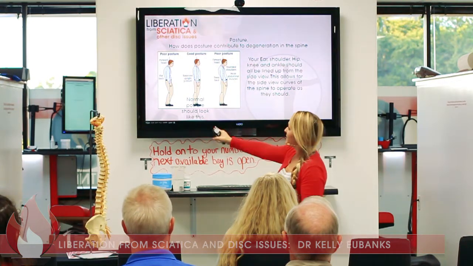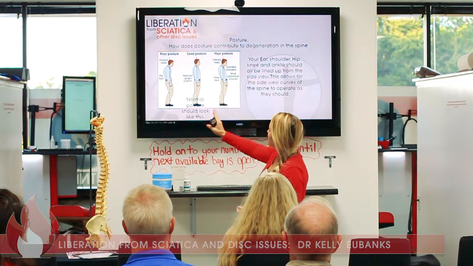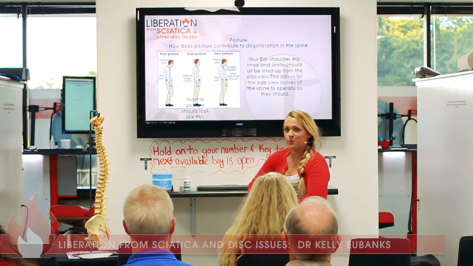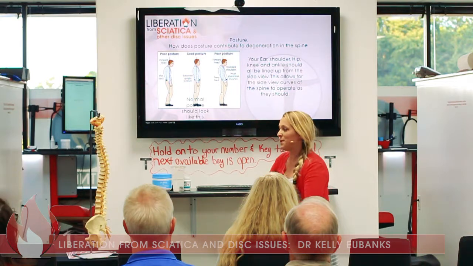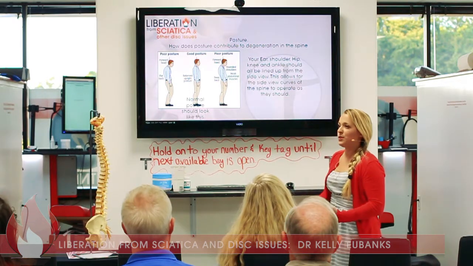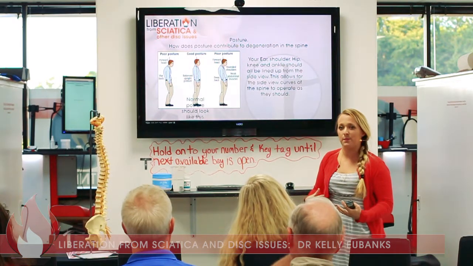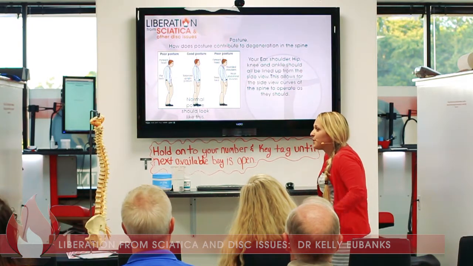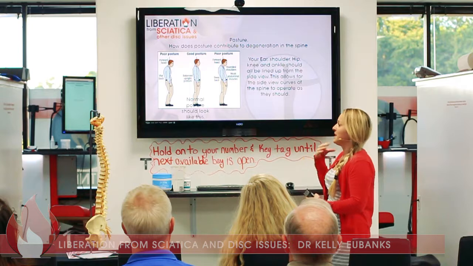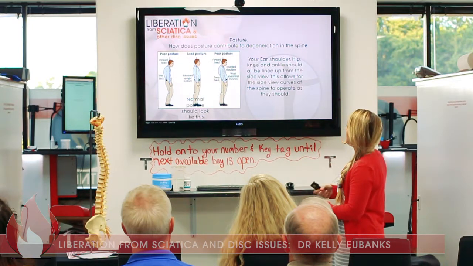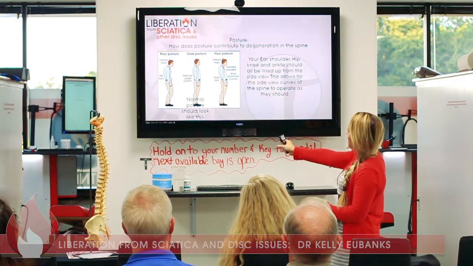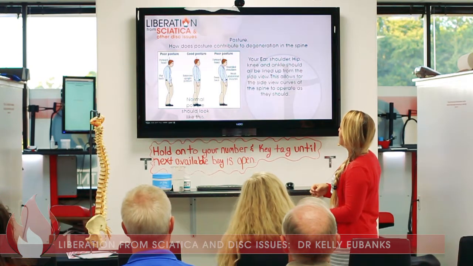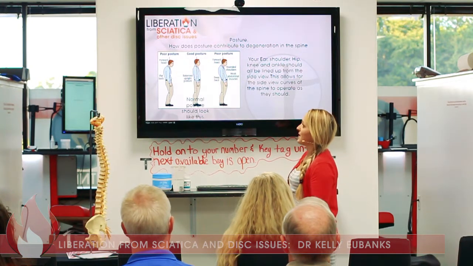We want it to be here, and then a lot of times people are more here, rounded forward, their head is gone this way. It's called upper cross syndrome or forward head posture, where your ears have gone forward and your shoulders forward, and there are detrimental effects. So your ear, shoulder, hip, knee, and ankle should all be lined up from the side view, and this allows for the side view curves of the spine to operate as they should.